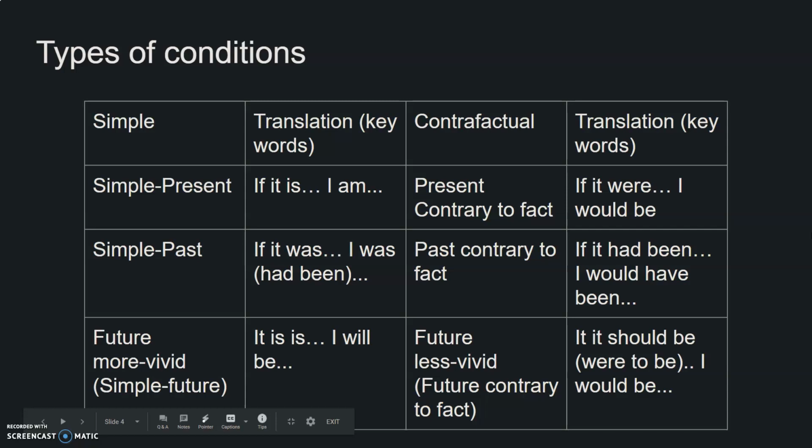Alright, contrafactual conditions. These are a little harder. Notice if we look at the main clause, I would be, I would have been, or I would be again, we can get a sense of how this works in English. So all the main clauses are going to have the word would in it, and then we get those slightly more difficult English markers as a subjunctive in the if clause. If it were, I would be in the present. If it had been, I would have been in the past. And in the future, if it should be, I would be.